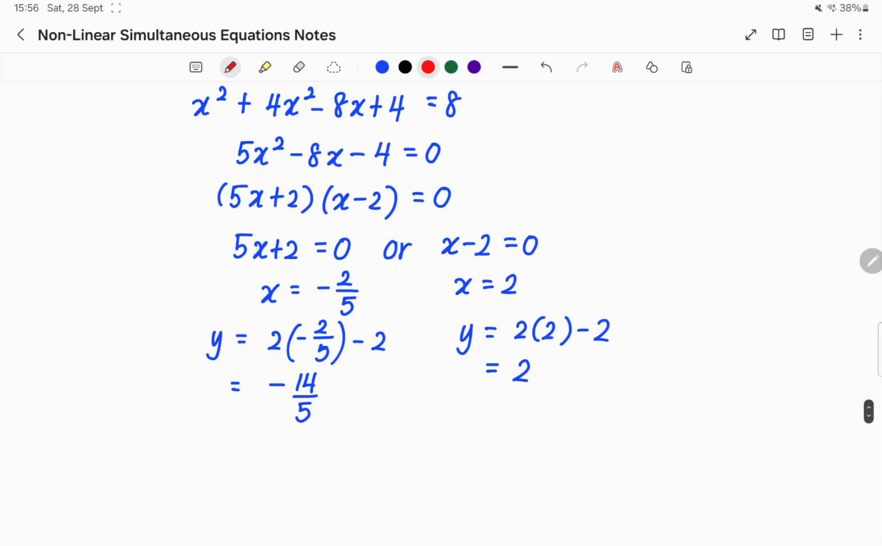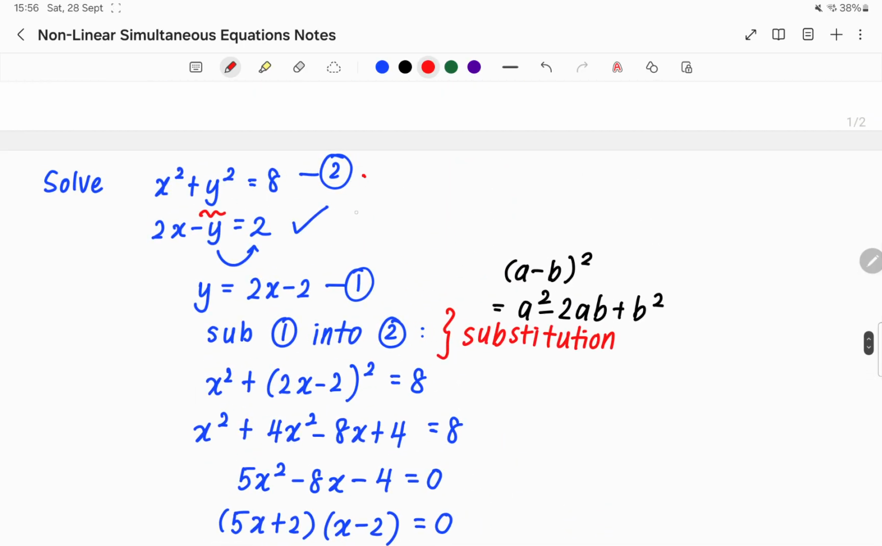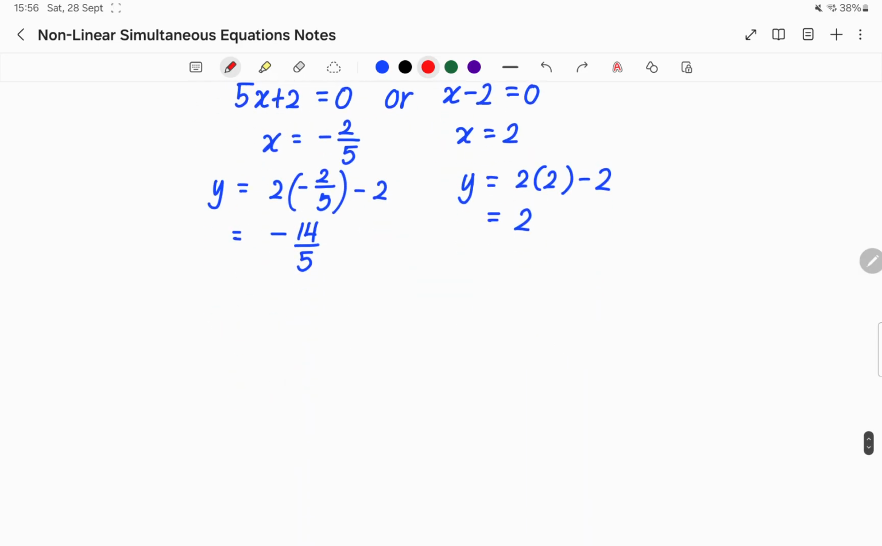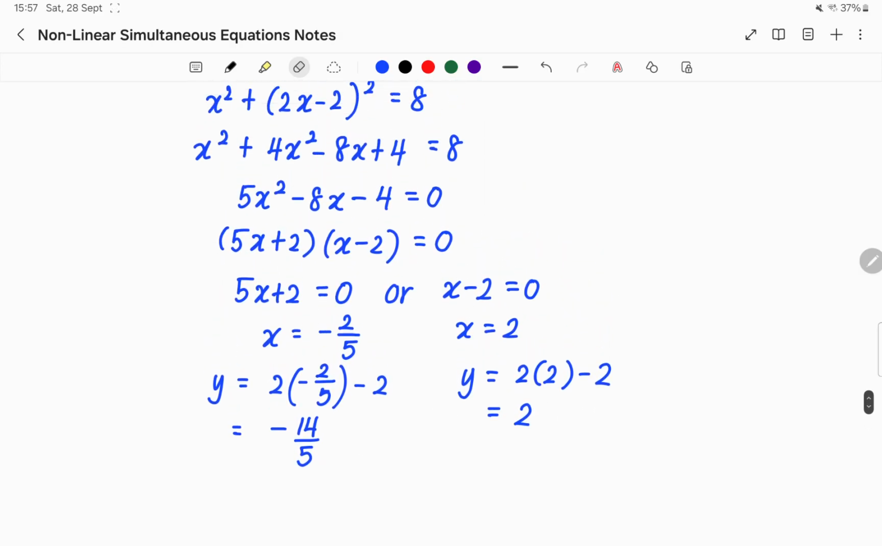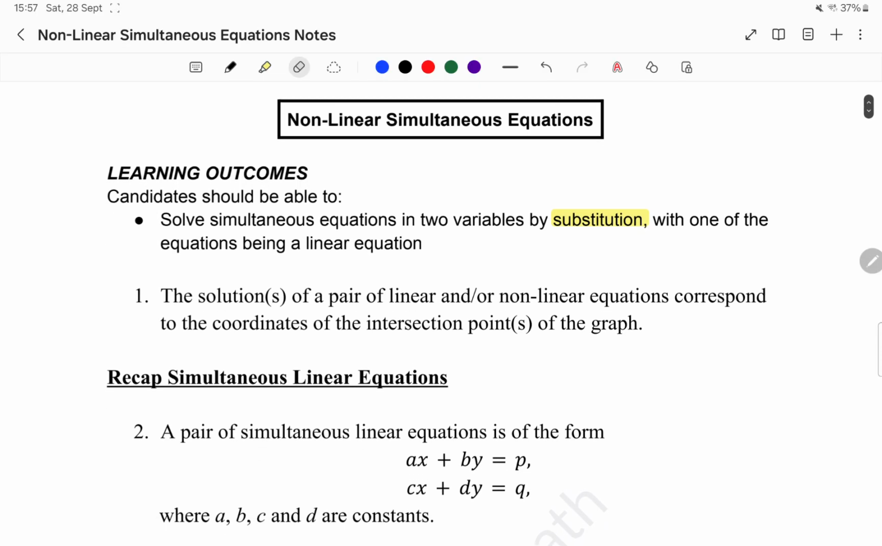Okay, and what do x and y mean? This means that this curve intersects this line at 2 points, and the coordinates are, they did not ask us for coordinates this time, but if they ask you to represent these solutions as coordinates, then it will just be (minus 2/5, minus 14/5), and then you have (2, 2). So essentially this curve will intersect the line at this point and this point. That is what these values mean. However, if we're just solving for them, then you can just leave your answers as such. Okay, so this will conclude my lecture on nonlinear simultaneous equations.